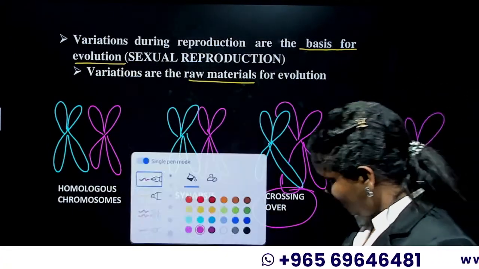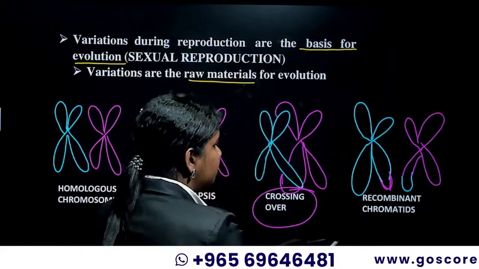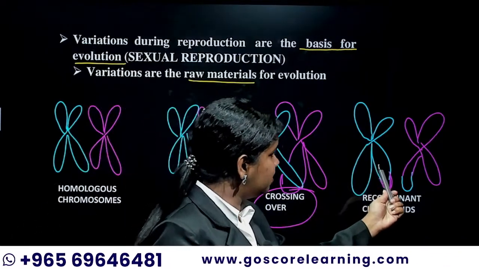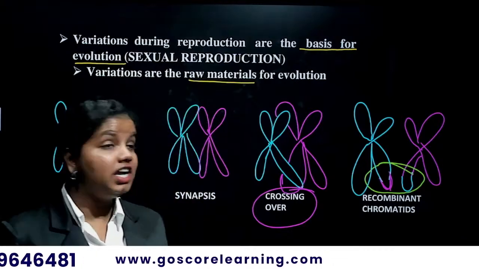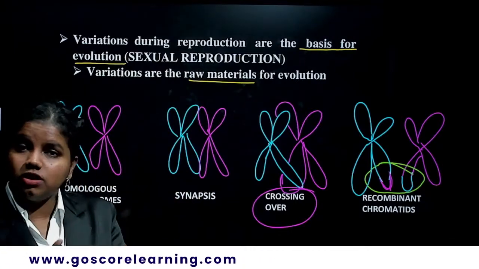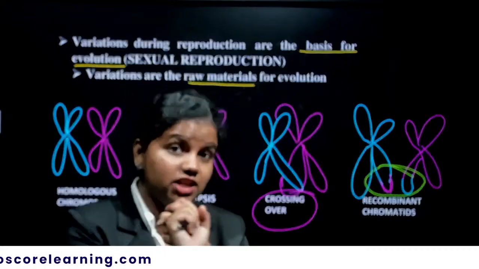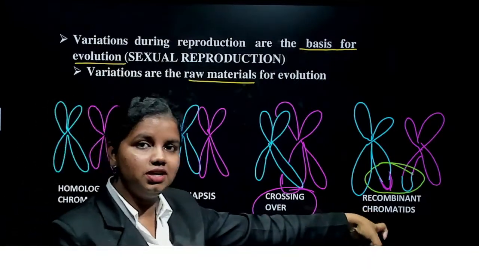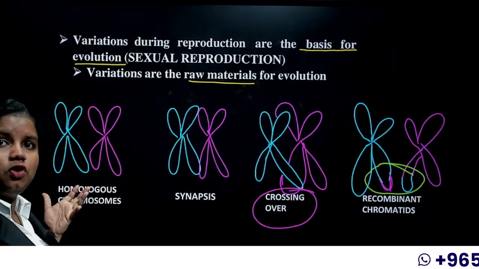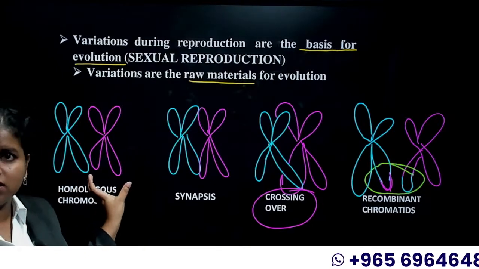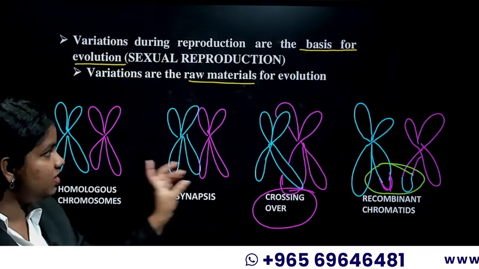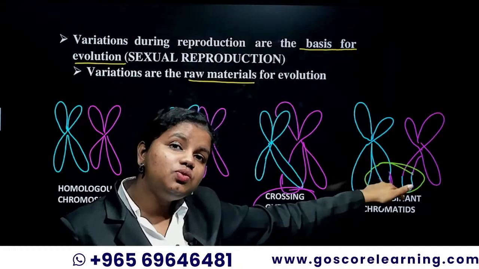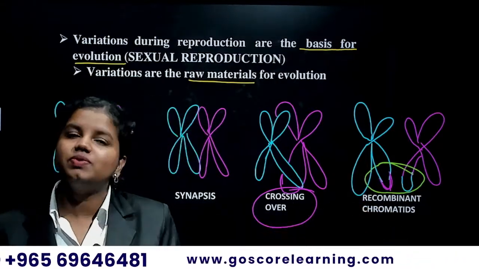As you can see in the diagram, they have completely exchanged their genetic material in such a way that a new set of recombinant chromatids has formed. Recombinant chromatids means they have already recombined, they have already exchanged. Such a chromatid was never seen before. None of the maternal or paternal sets of chromosomes were in that combination. So a new combination has happened here, and that new combination is what you basically call variation.